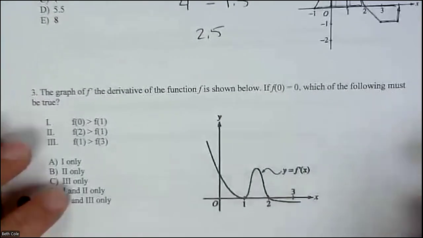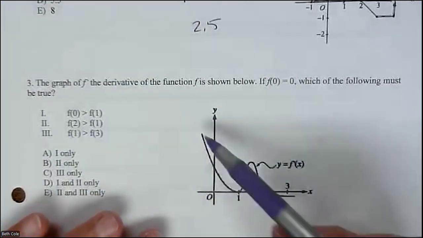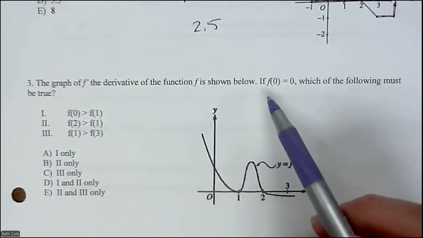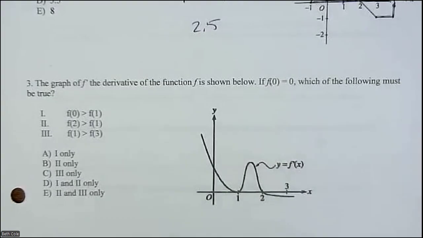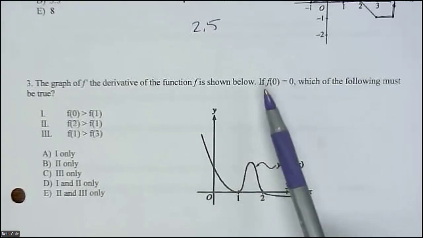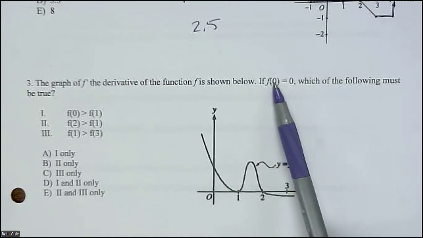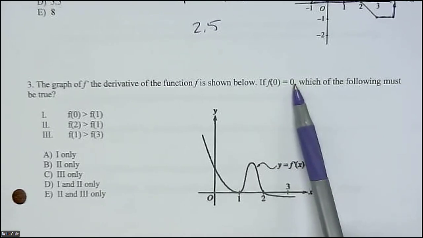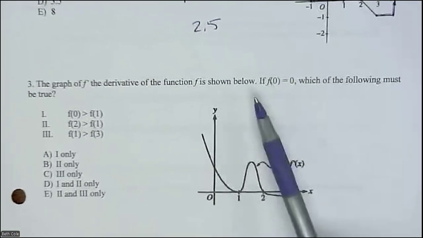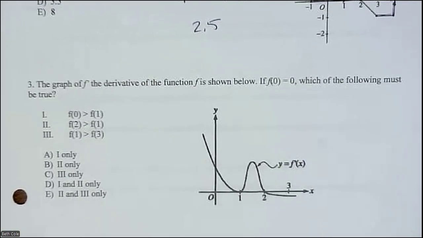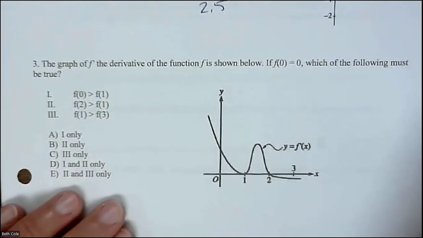Number 3. You're given f prime, the derivative function shown below. They tell you f of 0 equals 0. What that means is your accumulation starts at 0 and you start with nothing. Okay, right? You're like at the beginning of time and you have nothing, which is great because you don't have to worry about it. Okay. Now here's my suggestion when I do a problem like this.